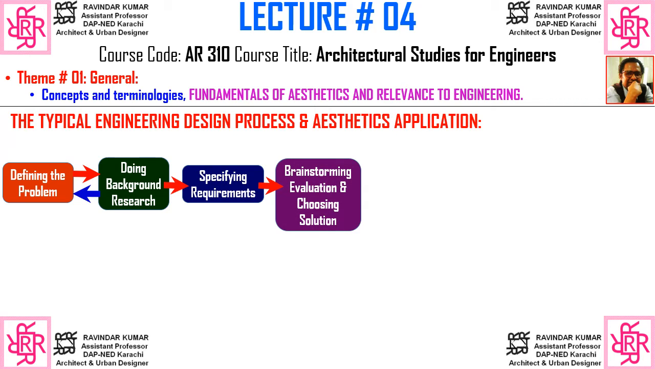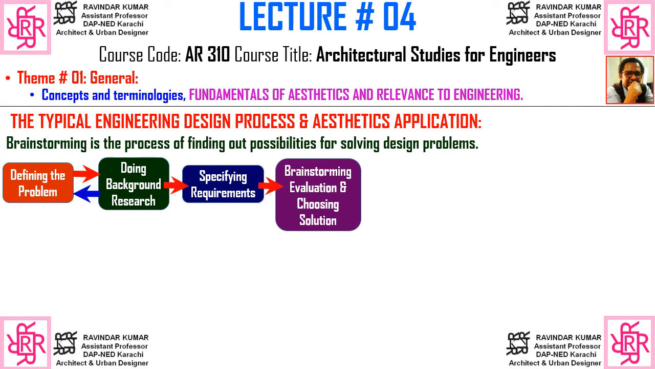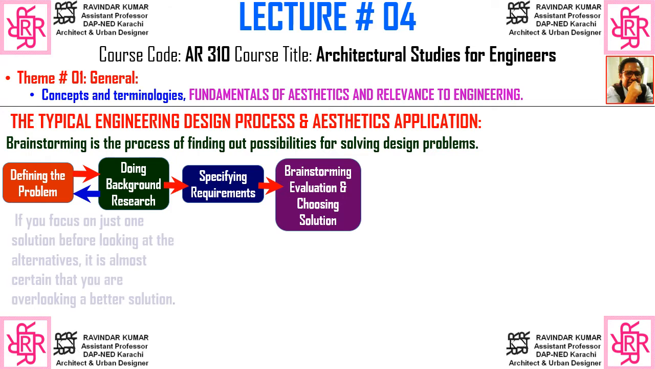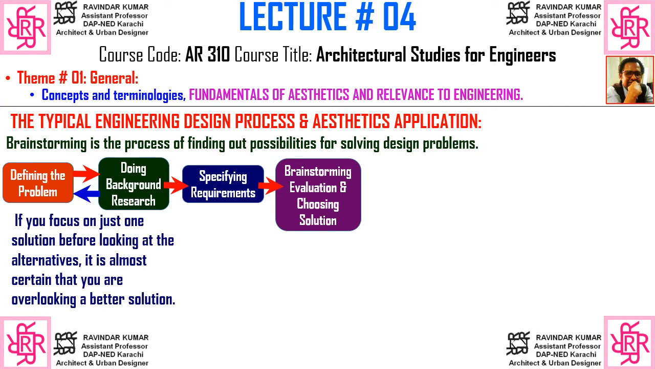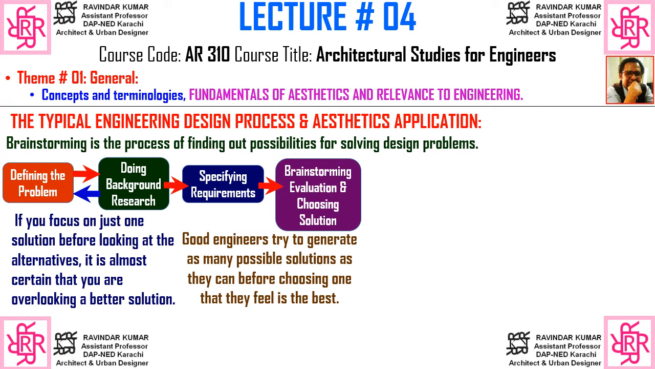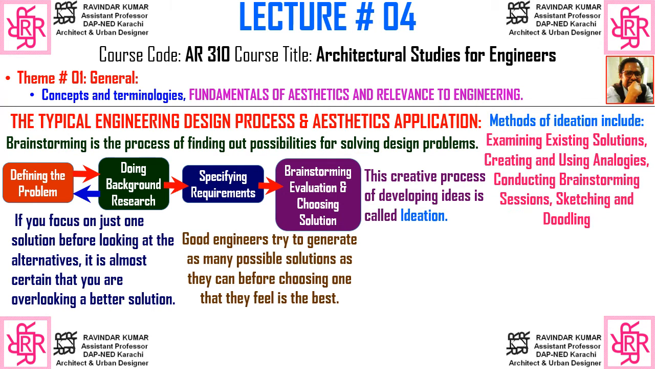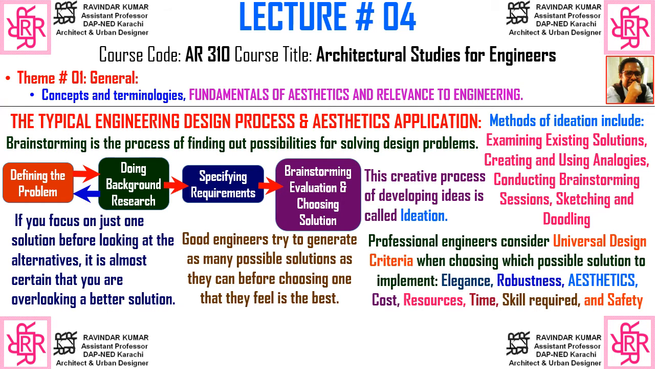Fourth step, brainstorming, evaluation, and choosing the solution. Brainstorming is the process of finding out possibilities for solving design problems. If you focus on just one solution before looking at the alternatives, it is almost certain that you are overlooking a better solution. Good engineers try to generate as many possible solutions as they can before choosing one that they feel is the best. This creative process of developing ideas is called ideation. Methods of ideation include examining existing solutions, creating and using analogies or comparisons, conducting brainstorming sessions, sketching and doodling. Doodling is like a rough sketch, a rough drawing, a rough idea.